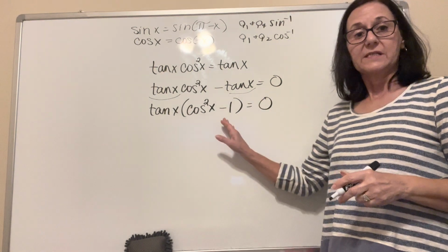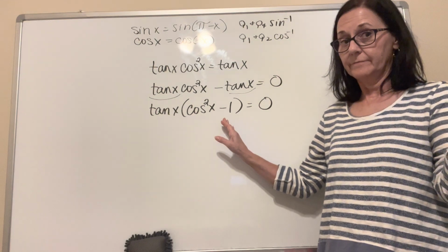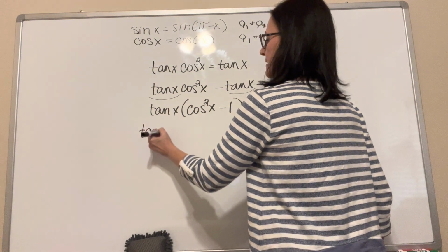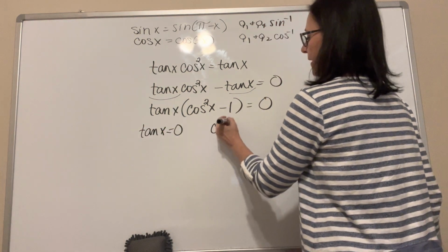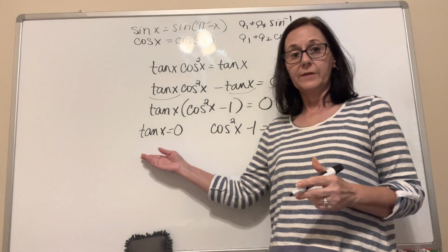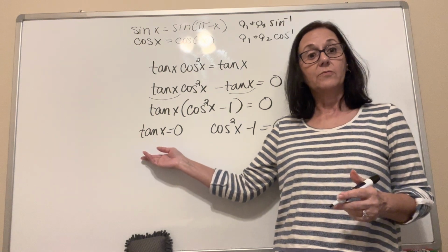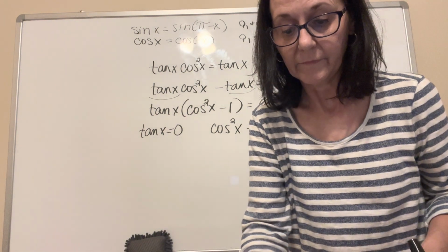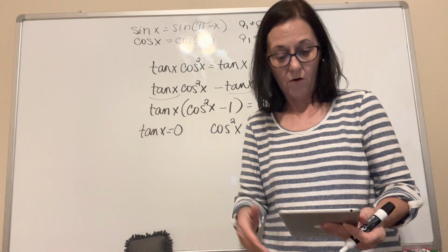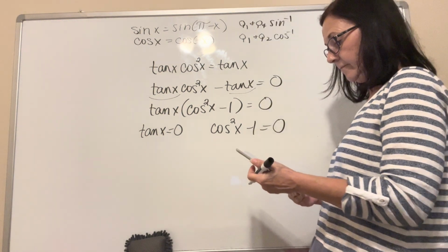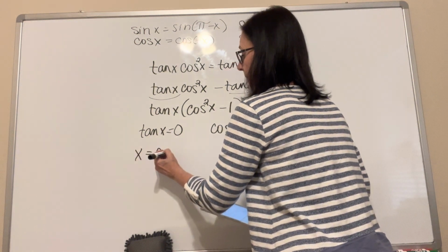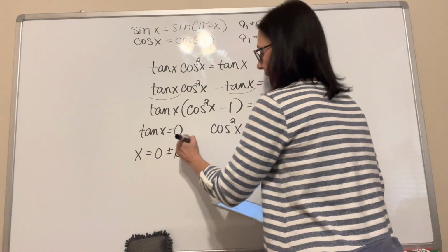Well, if either one of these terms is 0, then the result is going to be 0. So I set both of them equal to 0. Tan of x is 0. Cosine squared x minus 1 equals 0. Well, we know where the tan of x equals 0. Those radians, are we limiting our range? We have not limited our range, so we want to know all of the answers. Well, we know that this answer is x equals 0 plus minus k pi.